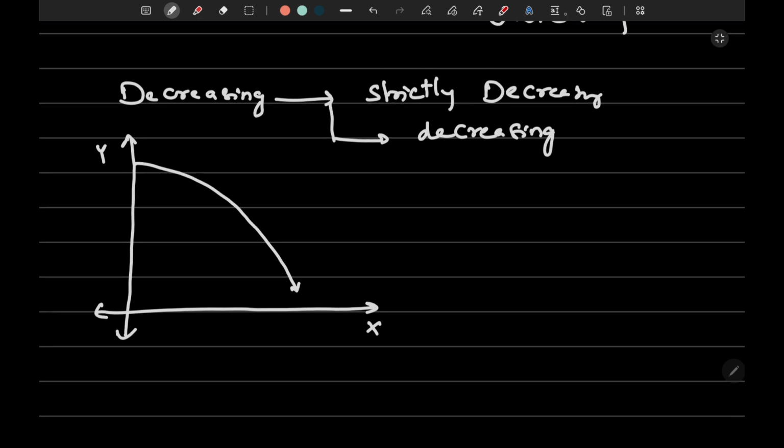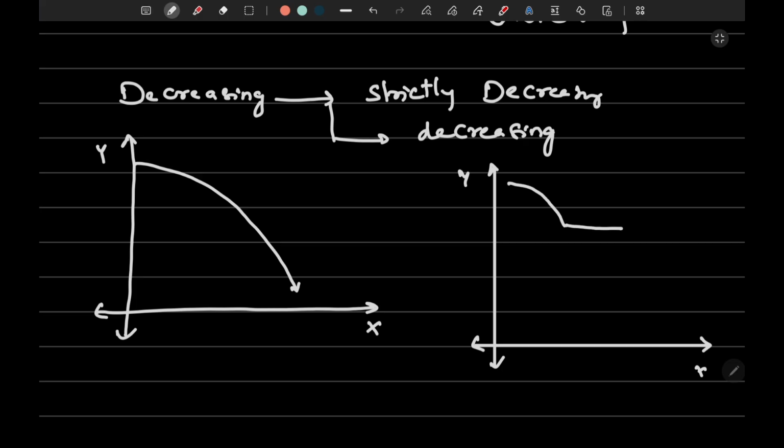If I observe the second curve, on the x-axis, y-axis, it is decreasing, constant, decreasing, constant, decreasing, constant. Overall the graph is decreasing, but not always decreasing. Sometimes decreasing, sometimes constant, sometimes decreasing, sometimes constant.